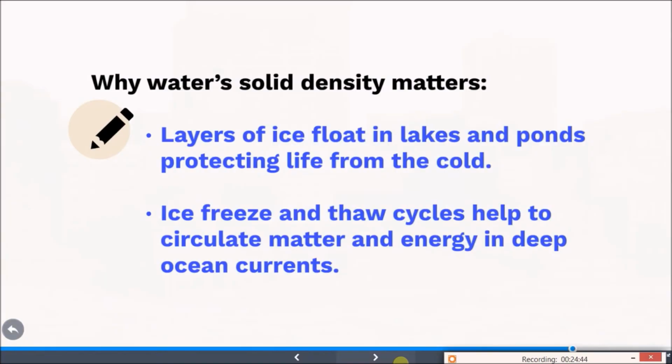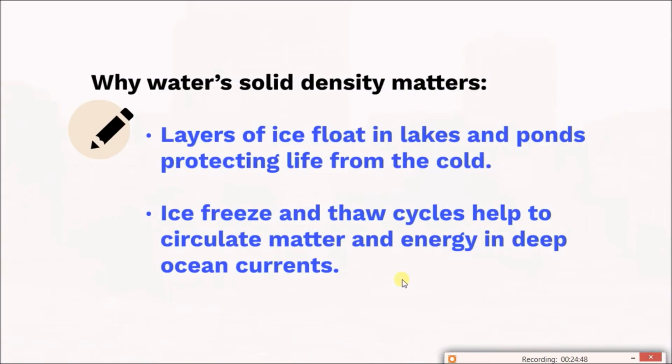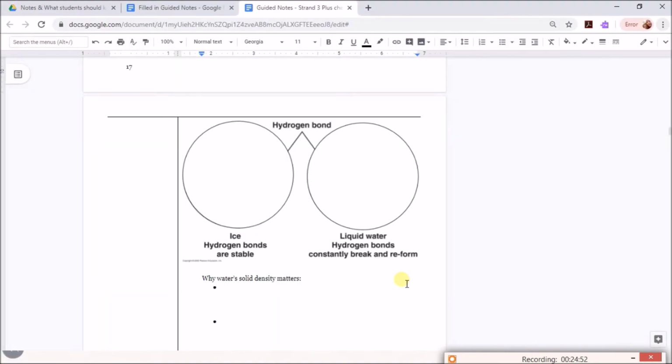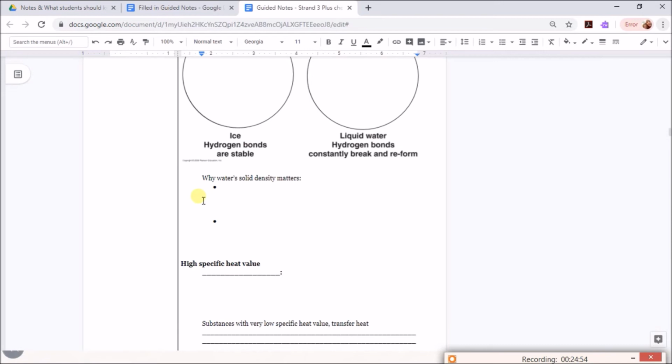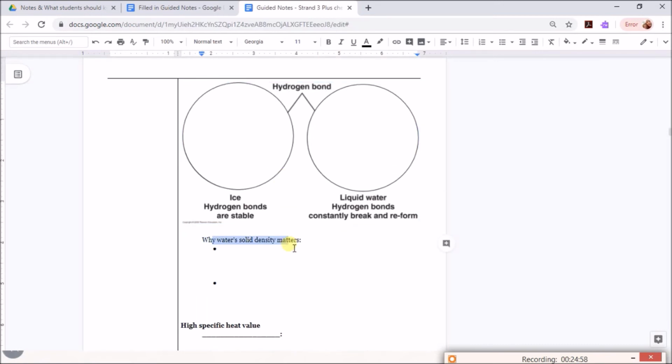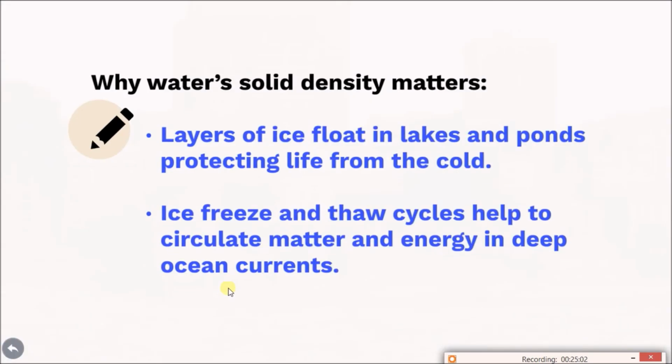All right, so why water's solid density matters. We kind of already wrote this down, but we're going to put that right here on this part of your notes where it says why water's solid density matters, and you have two bulleted parts on your bulleted list. So the first reason why it matters is layers of ice float in lakes and ponds, protecting life from the cold.